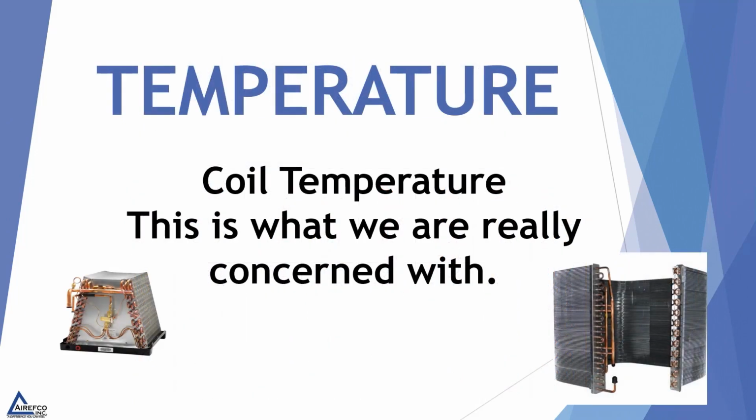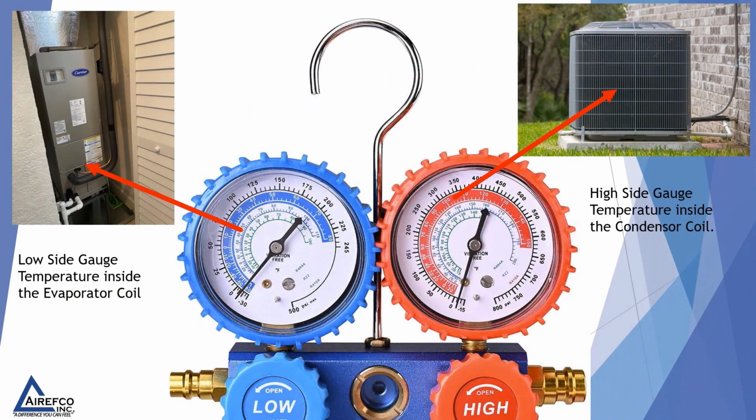So when looking at your refrigerant gauges, the main thing that you want to concentrate on is the temperature. The coil temperature. This is what we are really concerned with, and this is what the refrigerant gauge shows us. When you're looking at your refrigerant gauges, the low side gauge is telling you what the temperature is inside the evaporator coil as the change of state is taking place. The high side gauge shows you the temperature inside the condenser coil as the change of state is taking place there.